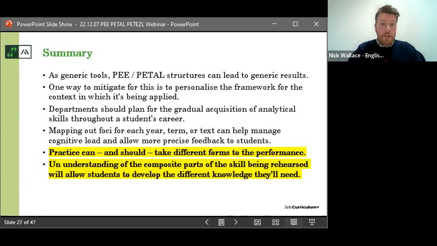So to draw that section together, practice can and should take different forms of performance. An understanding of the composite parts of the skill being rehearsed will allow students to develop the different knowledge that they'll need. So, in other words, we can get students to be more analytical by doing things that don't look like a typical piece of analysis.